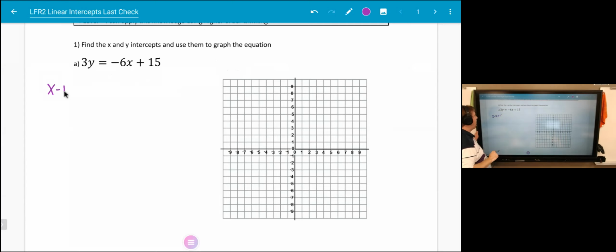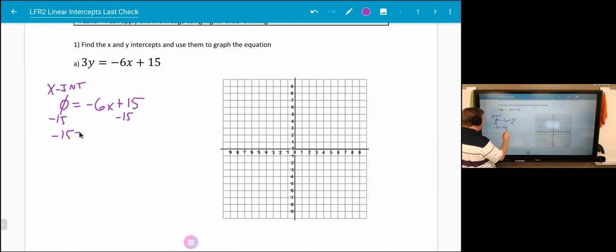I'm going to set y equal to 0. So I have 0 equals negative 6x plus 15. I'm going to solve for x here. I'm going to subtract 15 from both sides. I have negative 15 equals negative 6x. Divide both sides by negative 6. A negative divided by a negative is a positive. And then I can simplify 15 over 6, divide both top and bottom by 3. I end up with 5 halves is x.